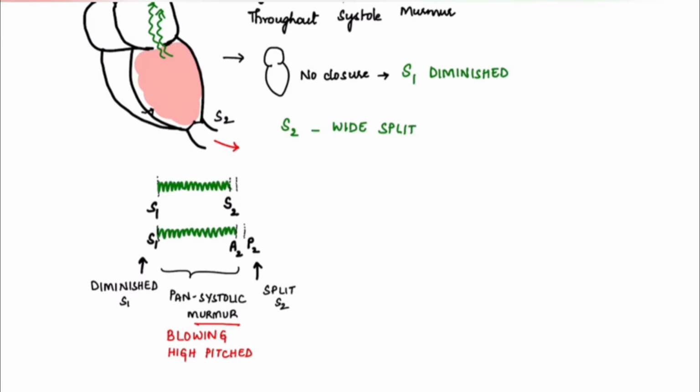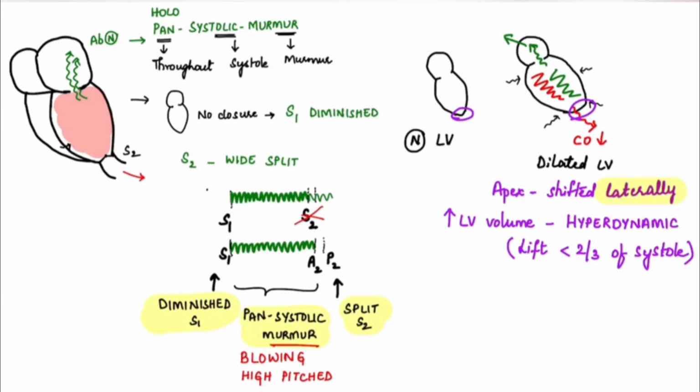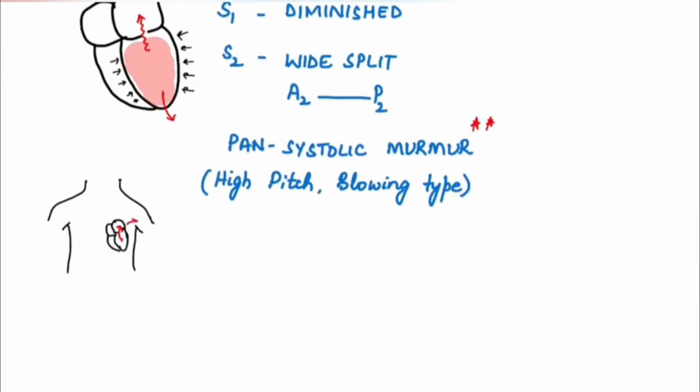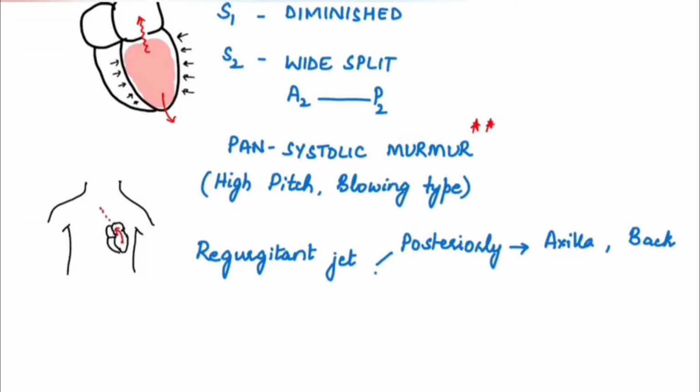So, important findings in mitral regurgitation include diminished S1, a pansystolic murmur, split S2, the apex being shifted laterally, and hyperdynamic apex on palpation. Now, in case the regurgitant jet is directed posteriorly, then the murmur also radiates to the axilla and to the back. And if the regurgitant jet is directed anteriorly, then the murmur radiates to the neck.